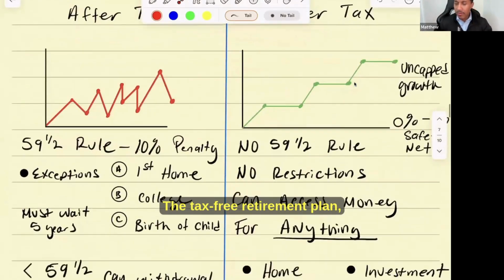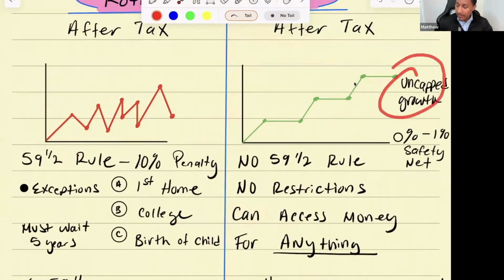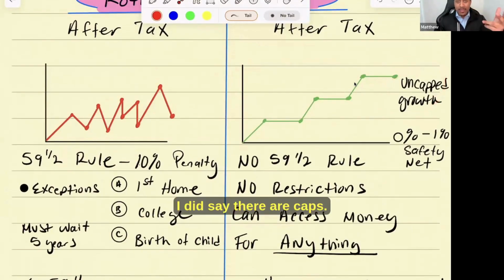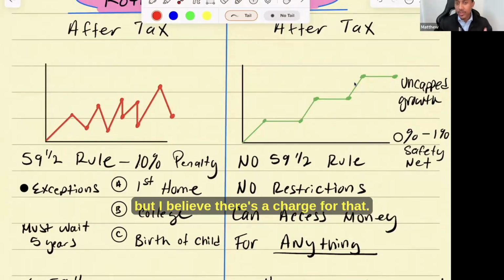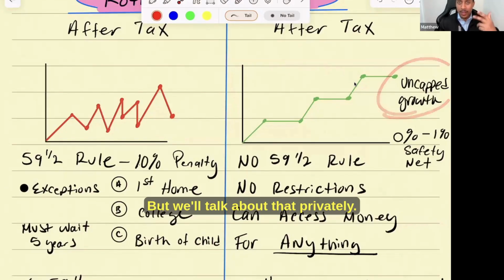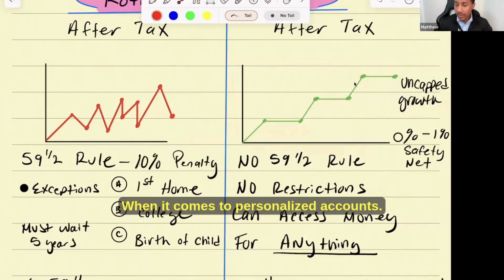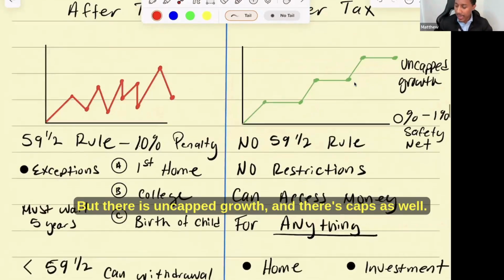The tax-free retirement plan are insurance strategies. You do have uncapped growth. I did say there are caps. Yes, I did say that, and that's true. And there's also strategies where there's no caps. So there are no cap options, but I believe there's a charge for that. But we'll talk about that privately when it comes to personalized accounts. But there is uncapped growth, and there's caps as well.